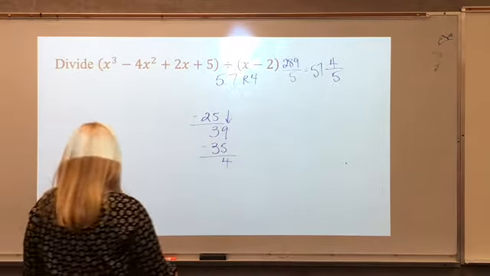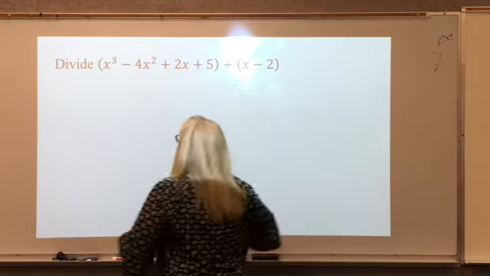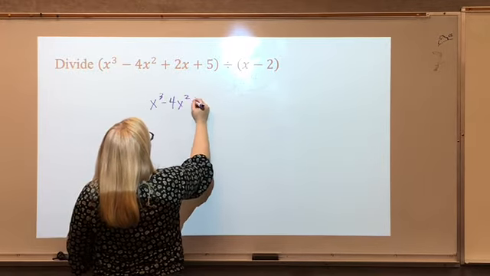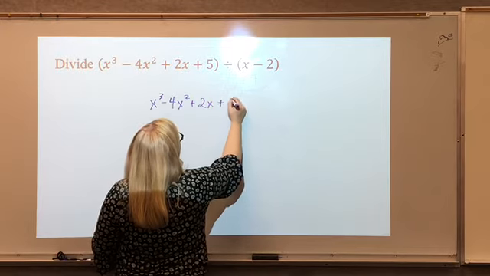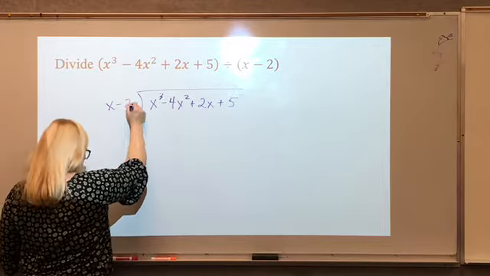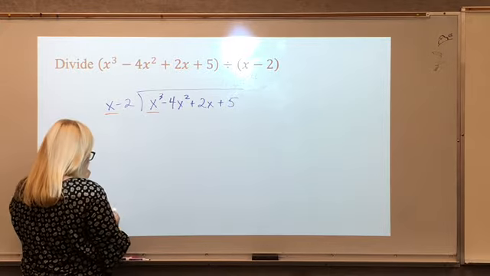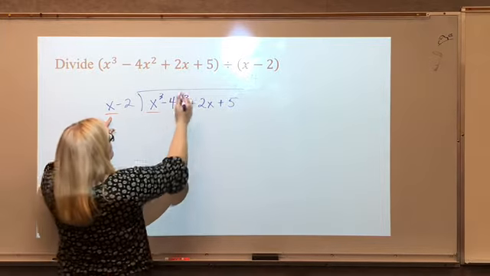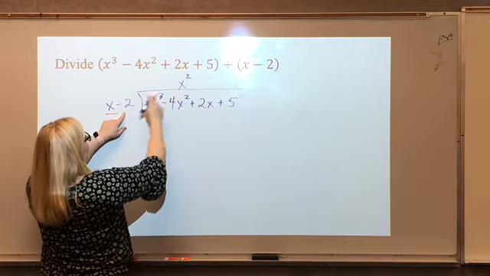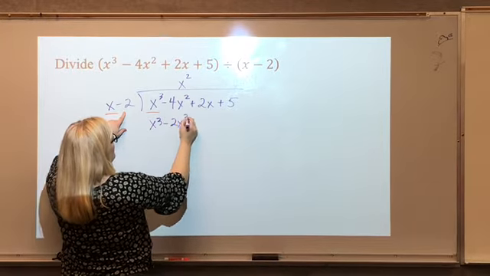Okay, so now we're going to try another one, but this time it's going to have a remainder. So x cubed minus 4x squared plus 2x plus 5 divided by x minus 2. All right, I'm looking at this first one. X times x squared gives me x to the 3rd. And then don't forget the straggler, x squared times negative 2 is minus 2x squared.